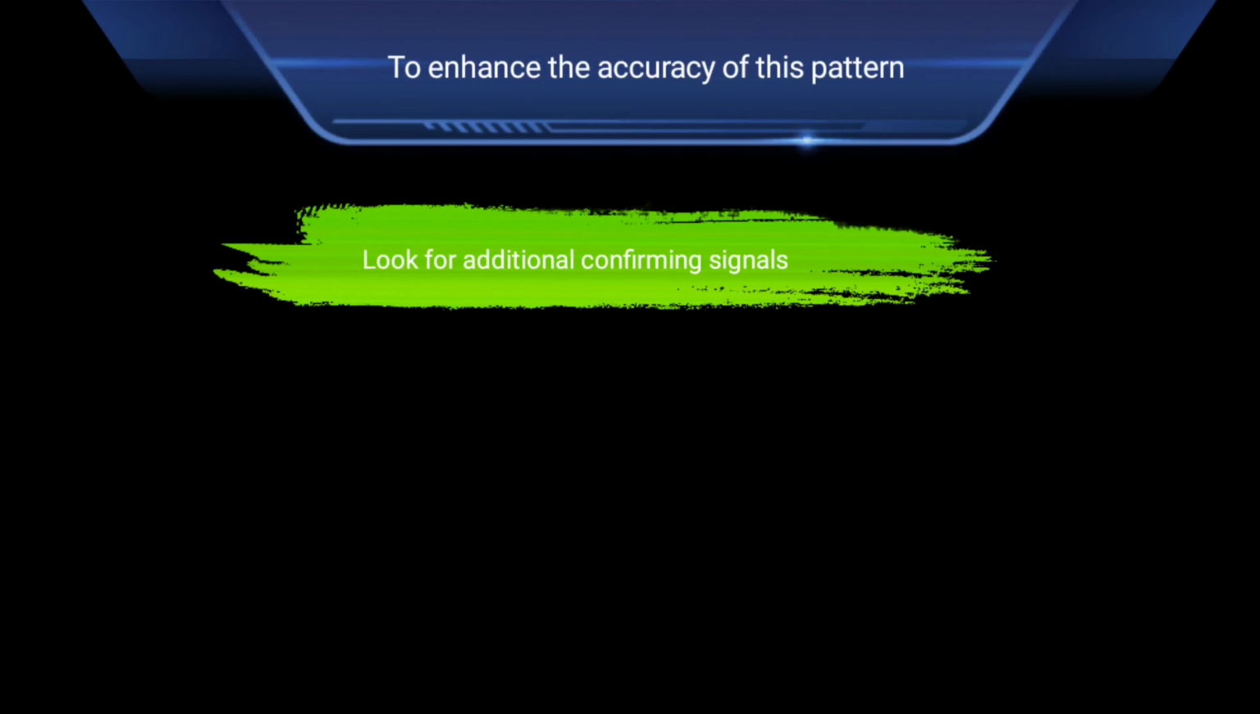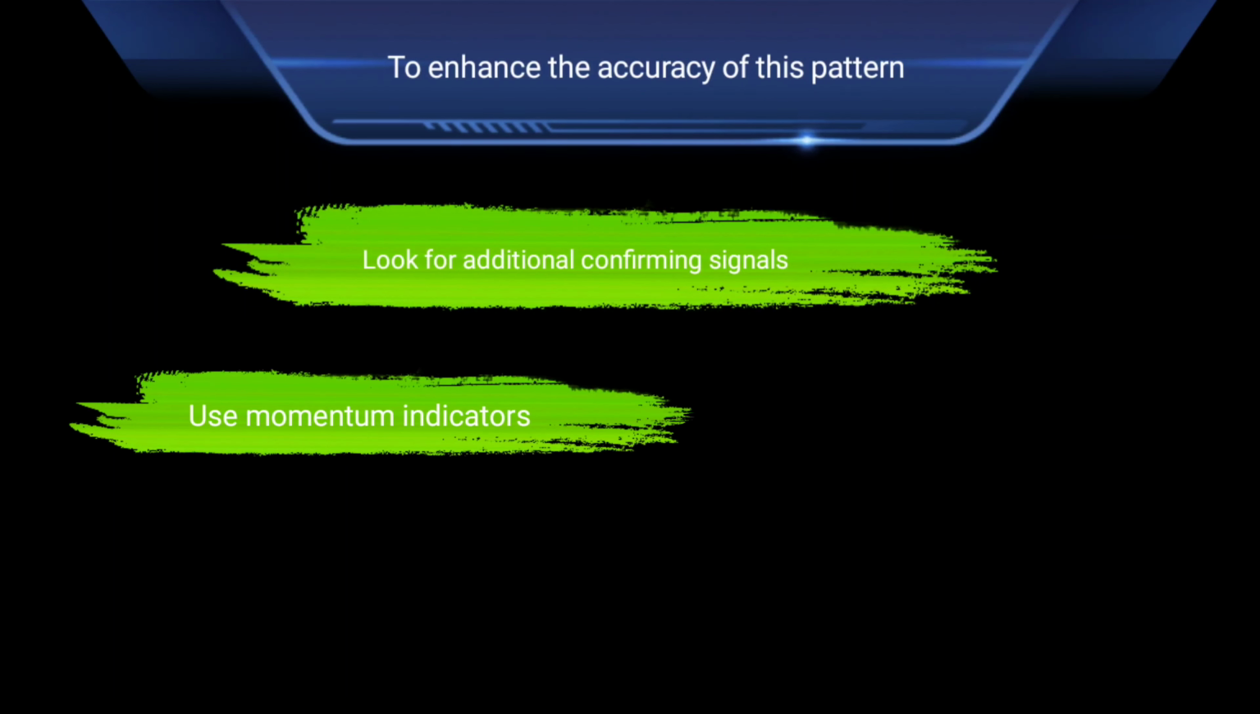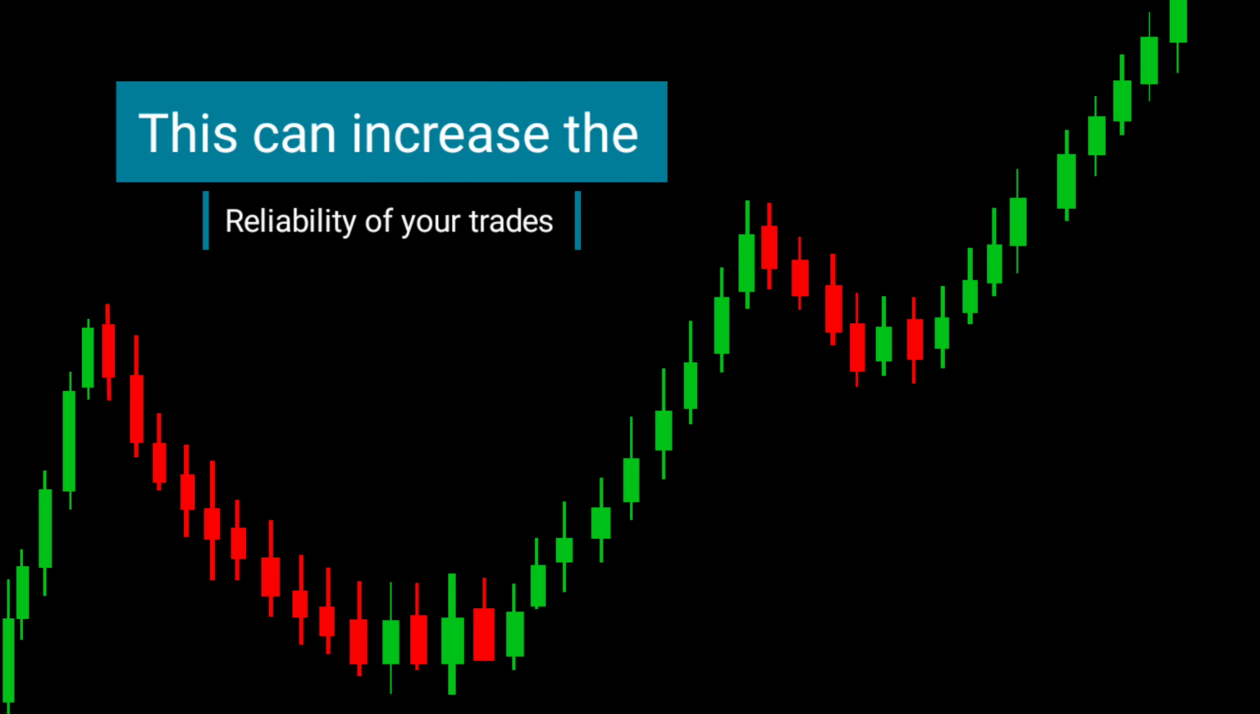To enhance the accuracy of trading this pattern, look for additional confirming signals. Pay attention to bullish candlestick patterns that occur near the breakout level, as they strengthen the bullish bias. Additionally, consider using momentum indicators to identify bullish divergence, where the price forms higher lows while the indicator shows lower lows. Combining these signals with the cup and handle pattern can increase the reliability of your trades.